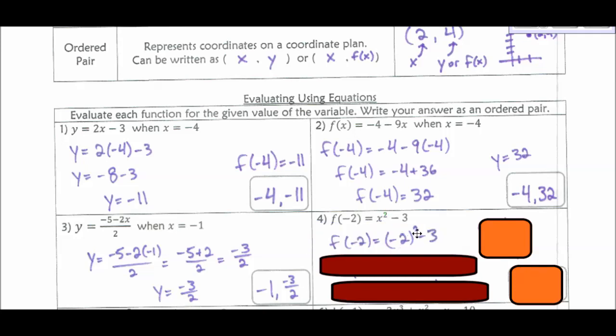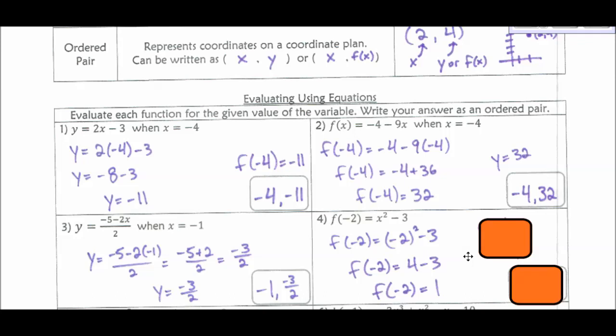So negative 2 squared, again, put it in parentheses. That includes when you type it into the calculator. Negative 2, put the parentheses around just the negative 2, and put the squared on the outside of that. Negative 2 squared minus 3. Negative 2 squared is 4. Minus 3 would give us 1. So our y value is 1. And that is that ordered pair. Our x value is negative 2. Our y value was positive 1.